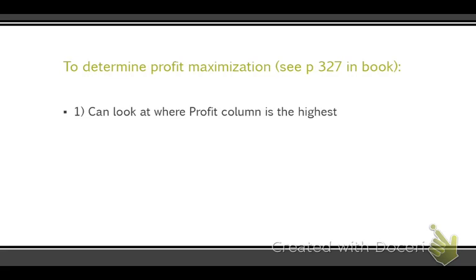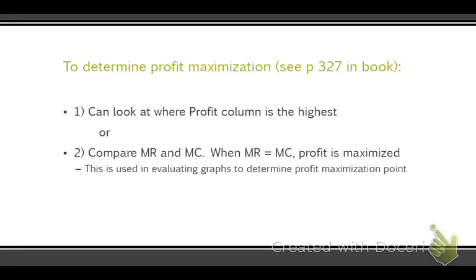So we look where the profit column is the highest. We did that. Or the other way we can do it is compare marginal revenue and marginal cost. When marginal revenue equals marginal cost, the profit is maximized. And we'll use this when we evaluate.